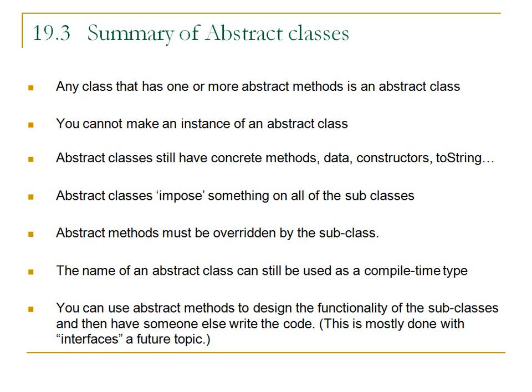And they impose something on the subclasses. They impose that the abstract methods must be overridden by the subclasses. And you still get to use the name of the abstract class as a compile time type. So we made a method that you could pass in an Animal even though you could never actually have an instance of Animal because that class is now abstract.